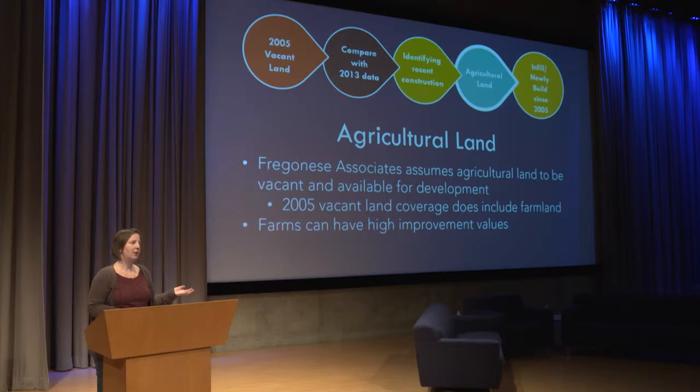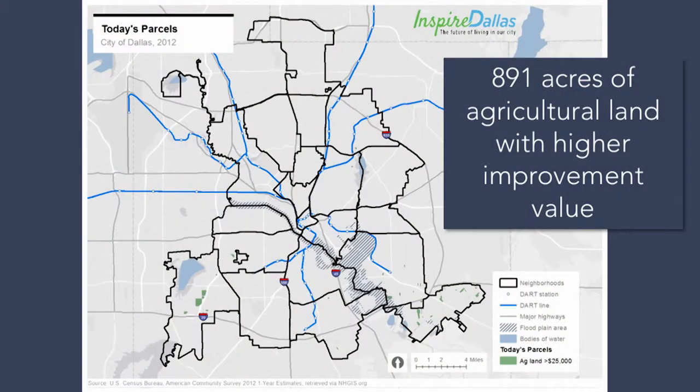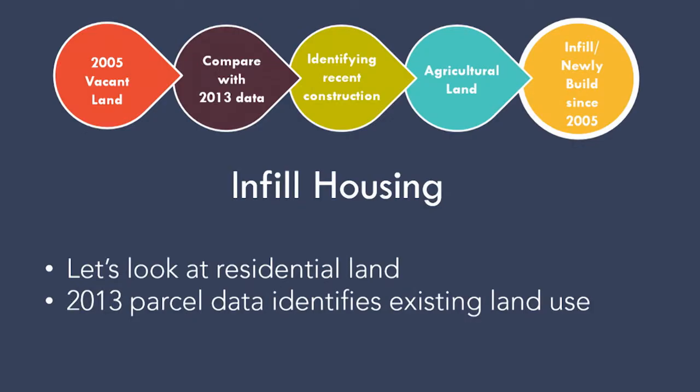So I take my identify tool and look at the land use. And sure enough, this is agricultural land. And at Fregonese Associates, we assume agricultural land to be vacant and available for development. And because we did the 2005 vacant land coverage, I know that was part of the deal back then too. But we also know farms can have high values. So I look at the land use and I remove it, and I'm removing about 900 acres. So at the end, I'm finally there.